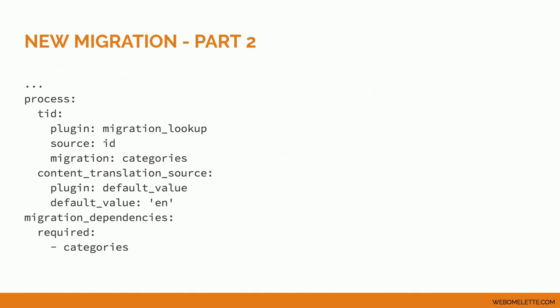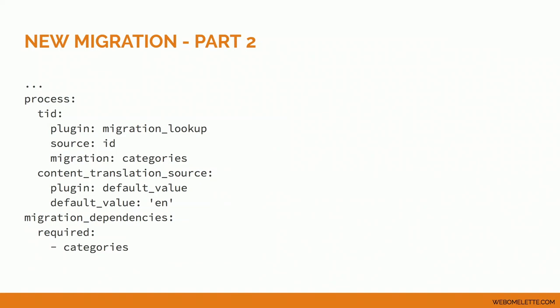So for this, we use the migration lookup plugin, and we tell it, okay, check the ID of the source, look in the mapping for the IDs, and put it in the same term as you had previously saved. Then, specific to multilingual entities, we have the content translation source, which we need to fill in if we want translation, and for that, we put English for all records, because the source was English when we first translated.